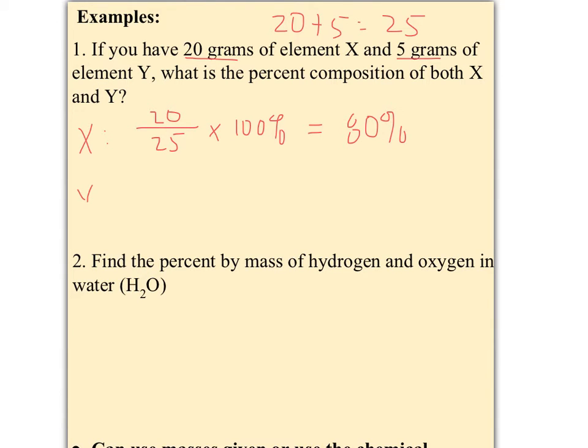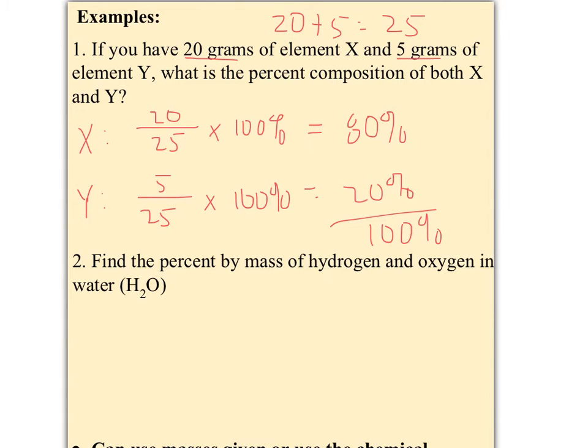Now to get Y, if you're feeling confident about your answer from X, you could just take 100 minus 80. Otherwise, I'm going to take the grams of Y, 5, over the total grams, 25, times 100%, and again, I get 20%. And when I add these up, I do get 100%, which means I apparently am in the ballpark with both of my answers.